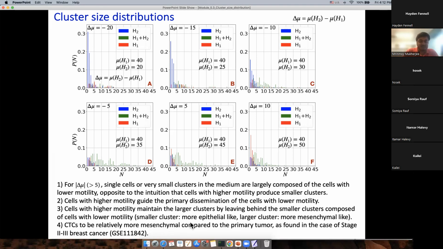So that means if we get some smaller clusters, they are more epithelial-like, that means going with less motility. And if we get larger clusters, they are more mesenchymal-like, that means with high motility. This can explain what is found in some breast cancer data: the CTCs are more mesenchymal compared to the primary tumor.